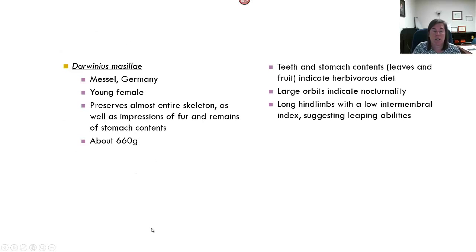And then we have another one, same family, Darwinius masillae, which is from Messel in Germany. And we have a young female with almost the entire skeleton preserved, as well as impressions of fur and the remains of even the stomach contents. And she weighed about 660 grams. The teeth and the stomach contents, which contained leaves and fruit, indicate a herbivorous diet. Large orbit size indicates that she was nocturnal. And the long hind limbs with a low intermembral index suggest that she was, in fact, a leaper.